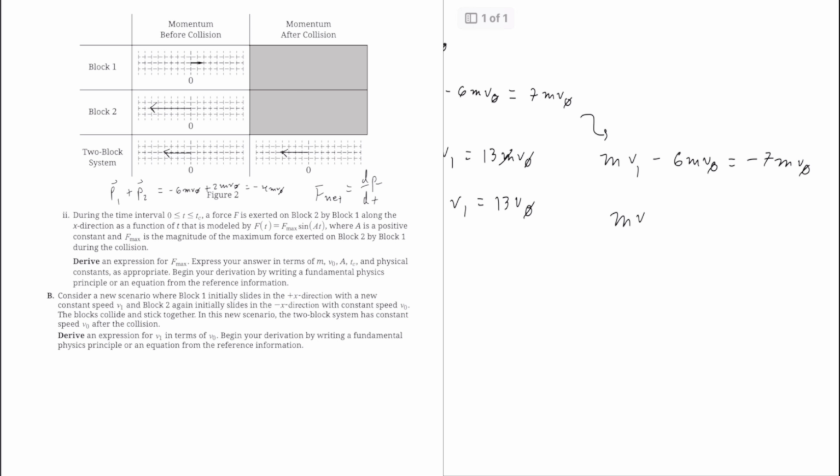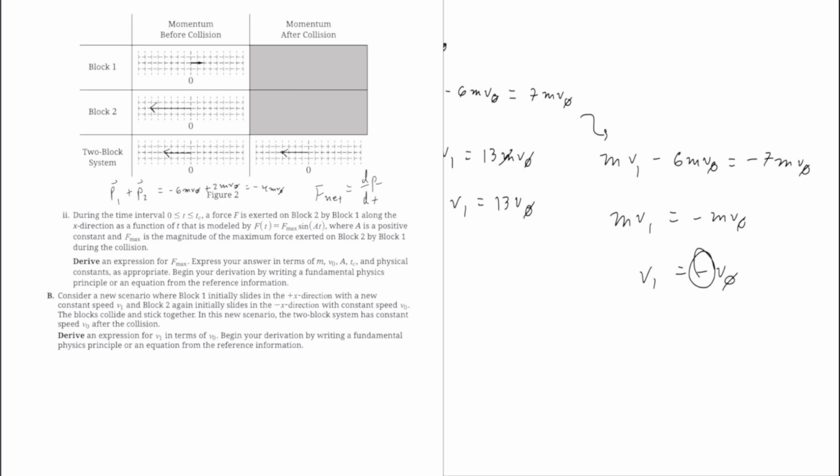Let's try it. mv1 equals, now I'll add 6mv0 to the other side. I'll get negative mv0, and I'll get v1 equals negative v0. And you might be thinking, well, hey, now I have two answers. Which one do I pick? You don't. Read this question again. It says, block 1 initially slides in the positive x direction with a new constant speed v1.